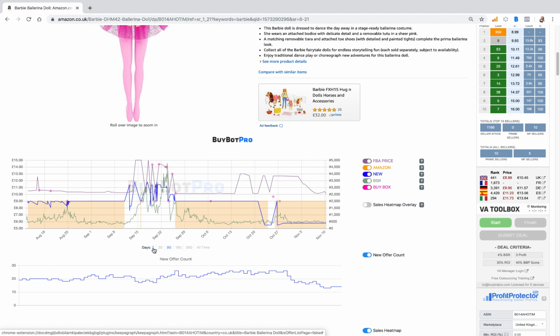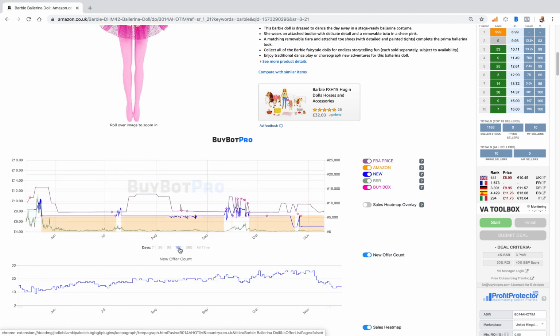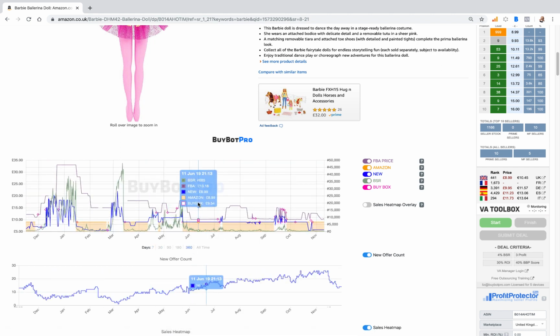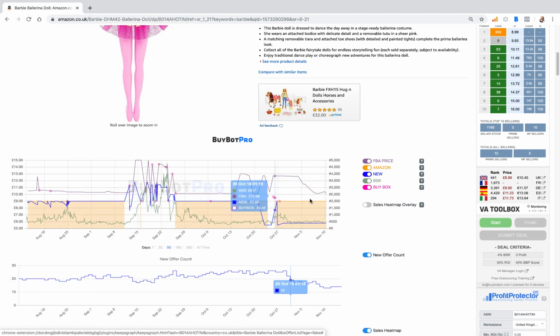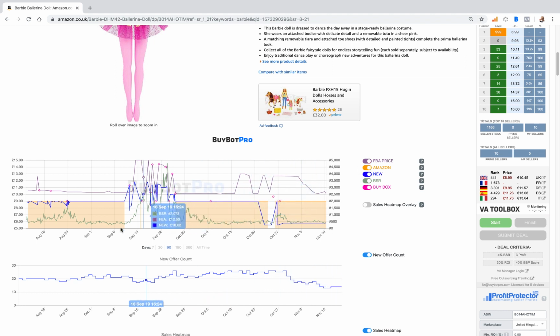You can toggle different days at the bottom here, and that will change all the graphs that you're looking at. So let's stick to 90 days. Over here you can see the colours of the lines and what they represent. The purple line is the FBA price, which is this one along here. You've got Amazon as yellow, so where this box is yellow, it shows you that Amazon are in stock. You've got the new price, which is the price without postage and packaging. So just always remember that when you look at the new price.